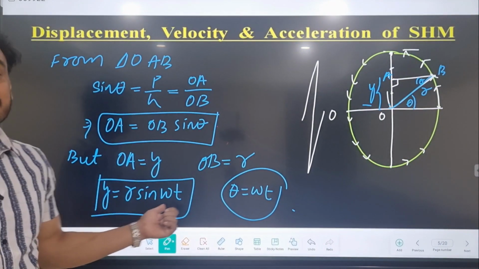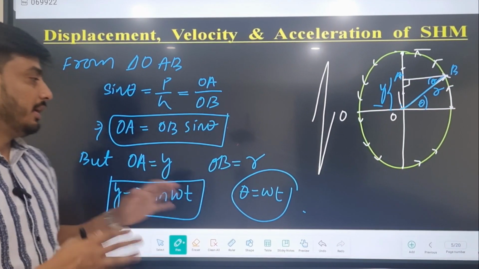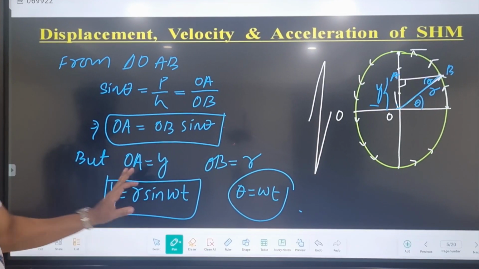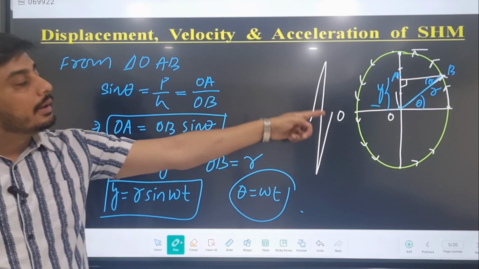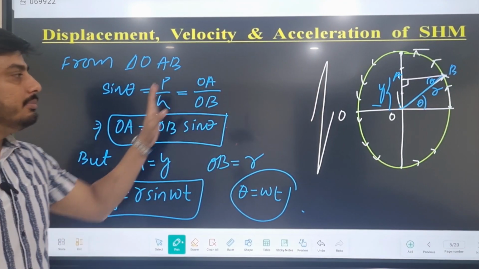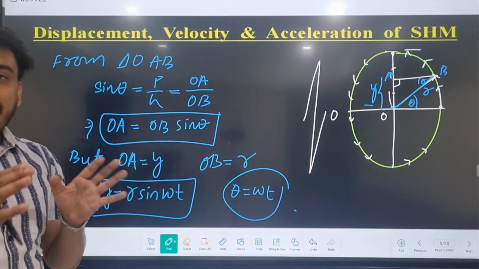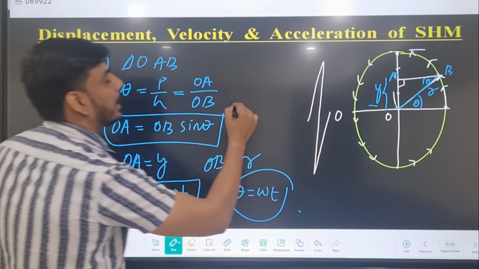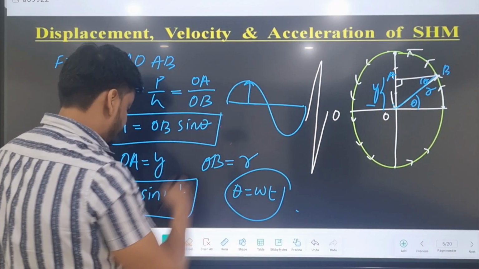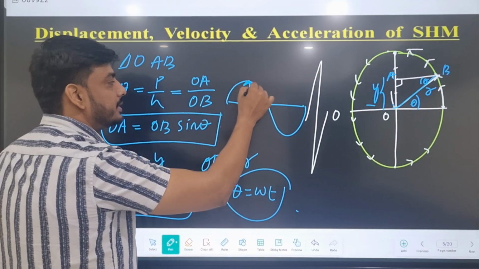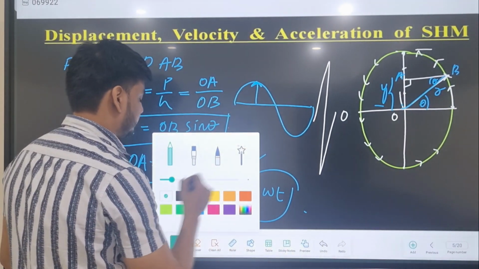So this is the expression for displacement of simple harmonic motion: displacement y equals r sine omega t, where r is the radius of that circular path, or in simple harmonic motion you can say this is the amplitude. The amplitude is nothing but the maximum displacement. Since it is sine, the curve will be like this. So this is the amplitude.